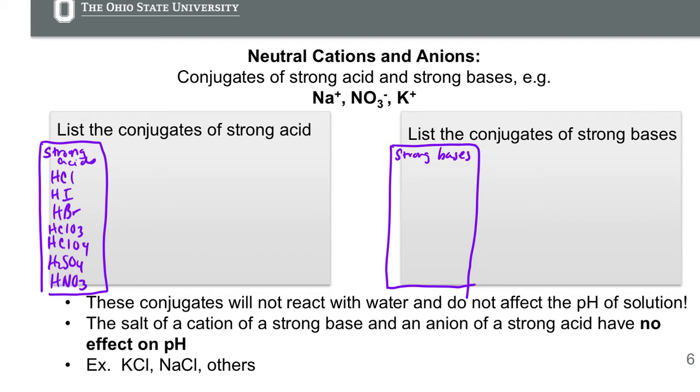And then strong bases, we have lithium hydroxide, LiOH, sodium hydroxide, NaOH, potassium hydroxide, KOH, rubidium hydroxide, RbOH, cesium hydroxide, CsOH, calcium, strontium, and barium hydroxide, which all have 2 hydroxides per. Calcium, strontium, barium.